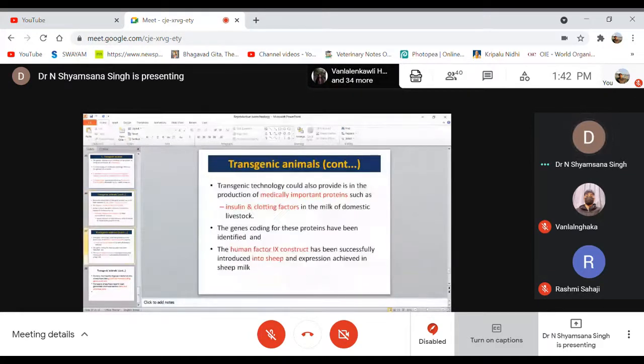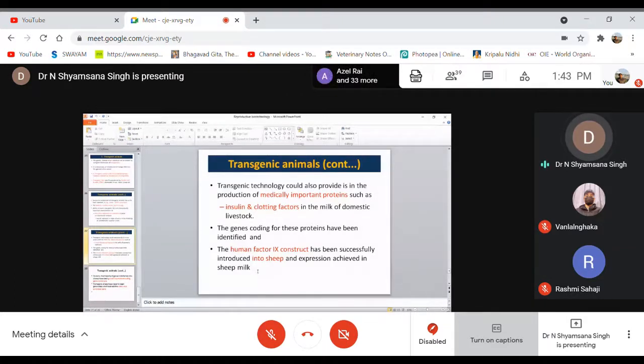Then you might have heard of transgenic technology being used to produce some of our medically important proteins such as insulin and the clotting factors. Those genes, they have cloned in sheep, where these clotting factors, that is the human factor 9, their proteins are released in the milk of the sheep. So those sheep are known as transgenic sheep.